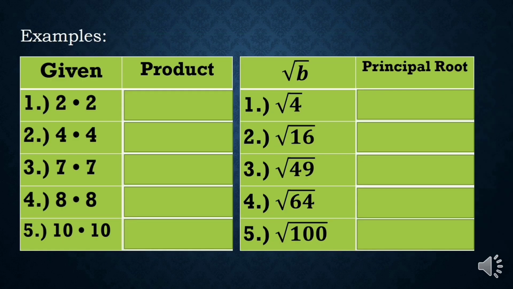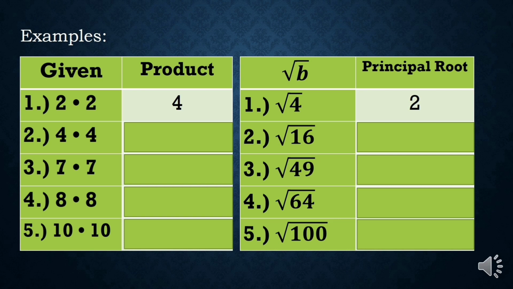Let's have these examples. Let's say we are given number 1, 2 times 2. You know the product of 2 times 2 is 4. But vice versa, if we have the square root of 4, the answer will be 2. So that is the principal root of the square root of 4. Take note, class, that if we have no index visible, it means square root.